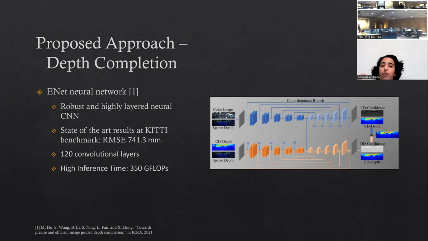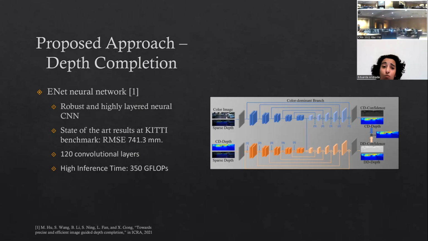The way it works is it breaks down into 2 branches. The color dominant branch uses an RGB and sparse depth input and outputs a completed depth map. Then this depth map is used as input, together with the previous sparse input, for a depth dominant branch to achieve a final output of a depth completed map.